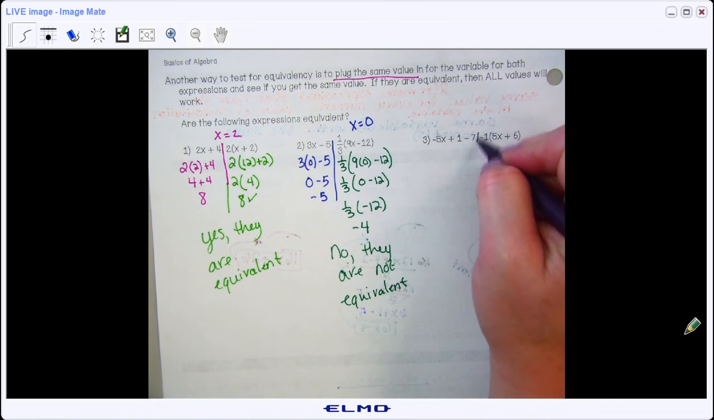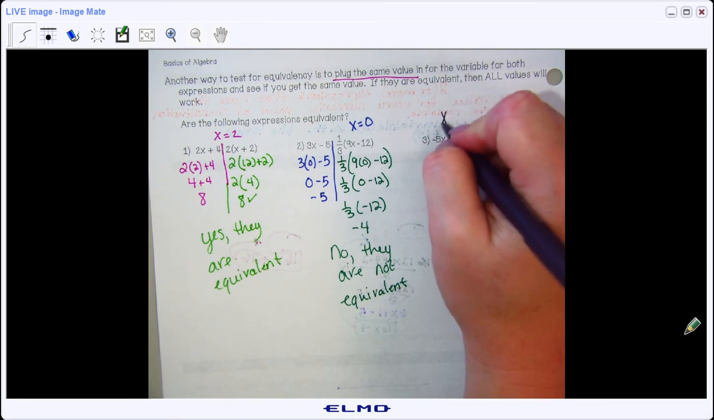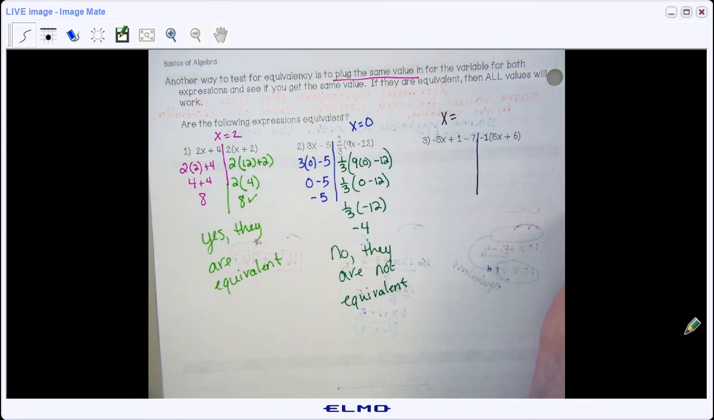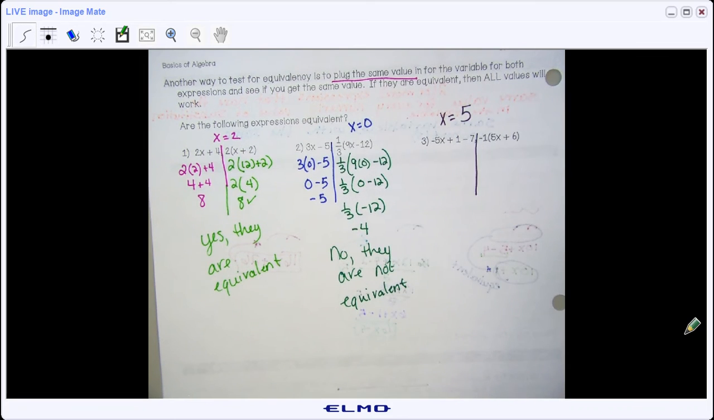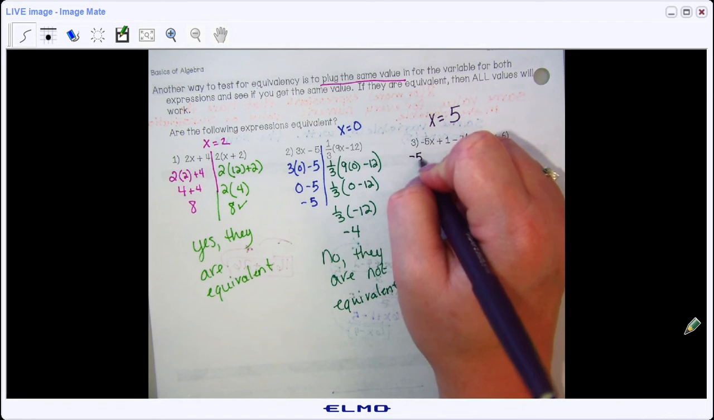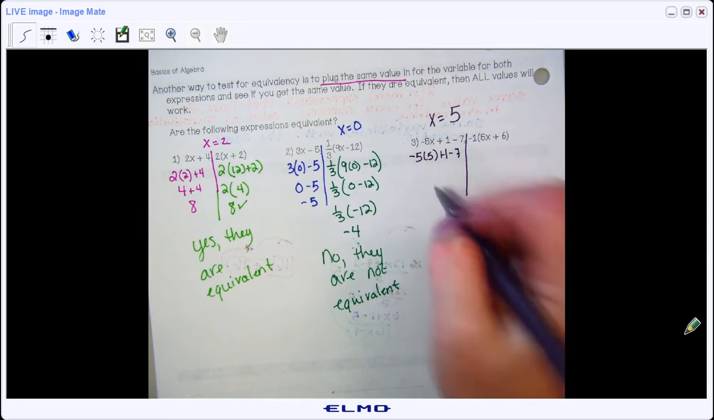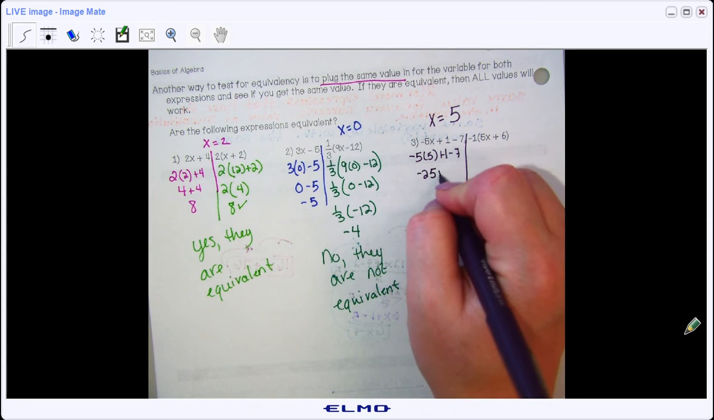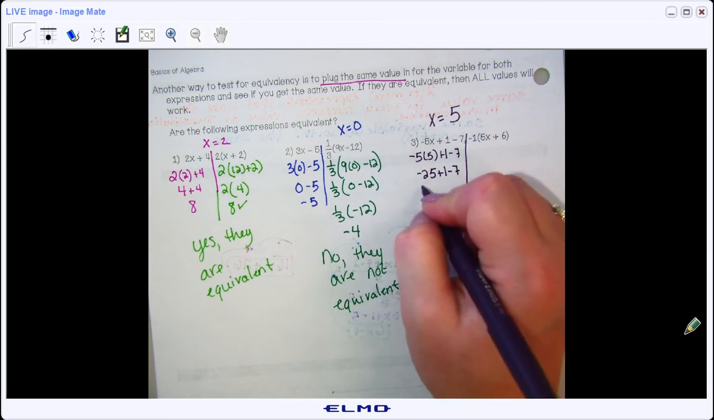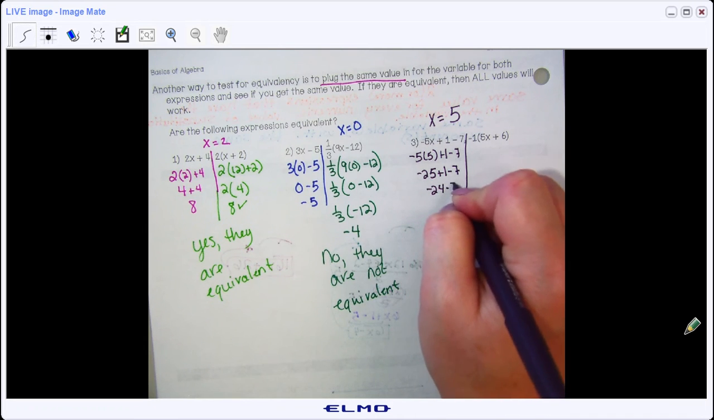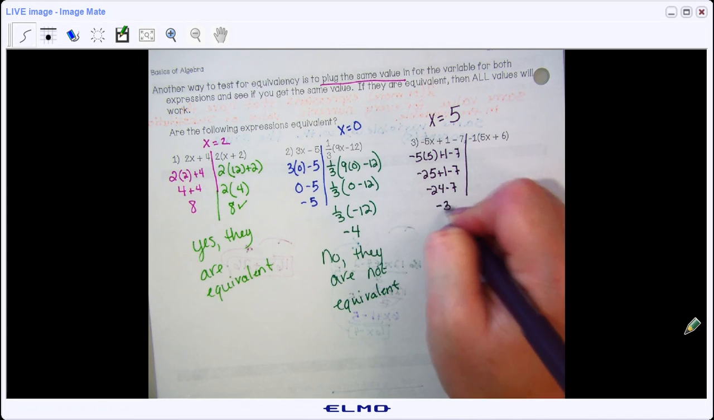All right, last one here. Let's use x equals 5. Why? Because I can. It doesn't matter what number you use. I generally, as you can see, try to keep them smaller. You could use like 100 if you wanted to, but then that's just really going to give you some big numbers, which is not necessary. All right, so I'm plugging in 5. I get -25 plus 1 minus 7. So that gives me -24 minus 7. So that's going to give me -31.